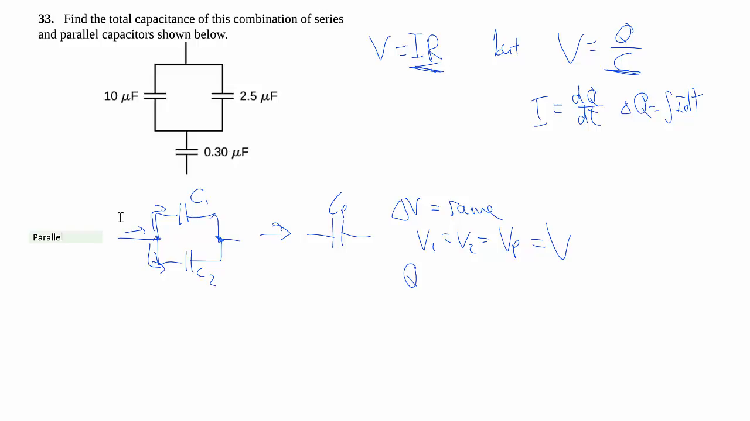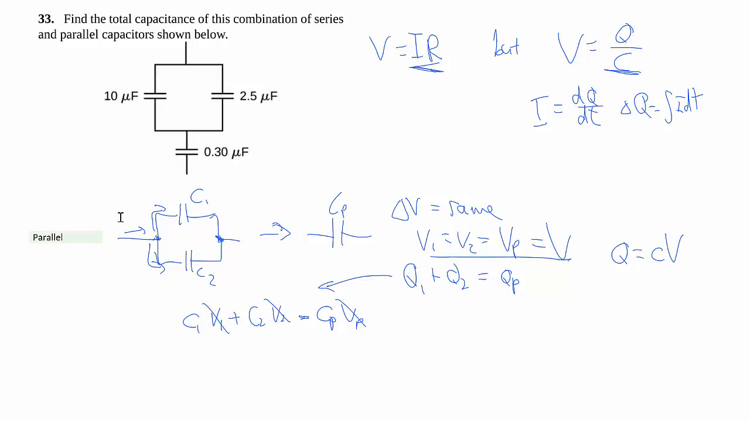So the current adds up, and therefore the charges related to the current also add up to give you the overall charge. Manipulating the governing equation, instead of saying V is equal to Q over C, we can say Q is equal to C times V. So bring that over and expanding this, we get C1 V1 plus C2 V2 is equal to CP VP, where we know that all the voltages are the same, so they cancel out. And so you can see in parallel, the equivalent capacitance is just the sum of the individual capacitances. So CP is equal to C1 plus C2.